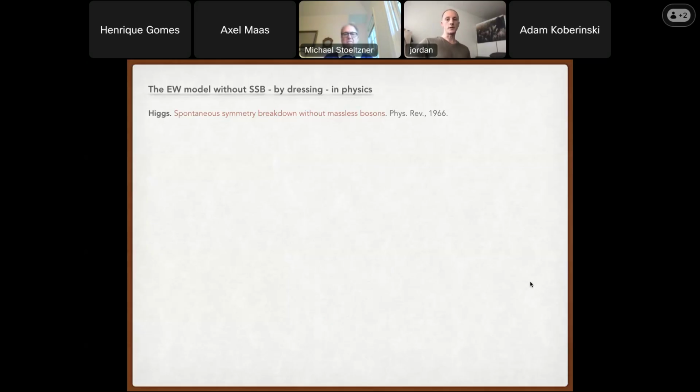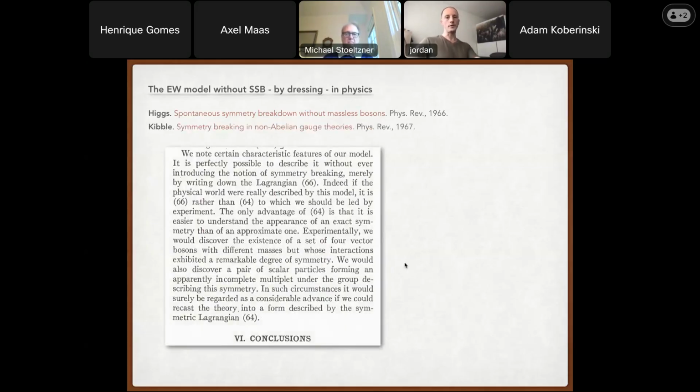And we have also the same kind of proposition in Kibble. Again, it was shortly before the proposition of Weinberg's model, in which he shows that it is perfectly possible to describe the non-abelian spontaneous symmetry breaking model without ever introducing the notion of symmetry breaking. So the Lagrangian 66 that he's talking about is the dressed Lagrangian, right? And he rightly pointed out that it is indeed to the dressed Lagrangian that experimental data would point to, right?